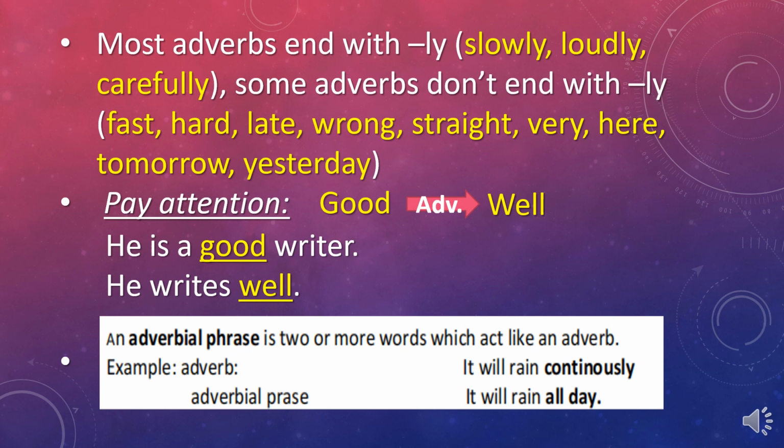Last note is that an adverbial phrase is two or more words which act like an adverb. For example, an adverb like it will rain continuously. Continuously like non-stop. It won't stop raining, okay? So it will rain continuously. That's one word. It's an adverb. If I want to say an adverbial phrase, I will say it will rain all day. All day is a phrase, okay? It's not just one word, it's more than one word, and it's like an adverb, okay? We call this an adverbial phrase.